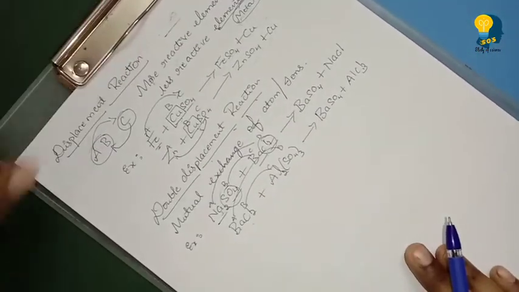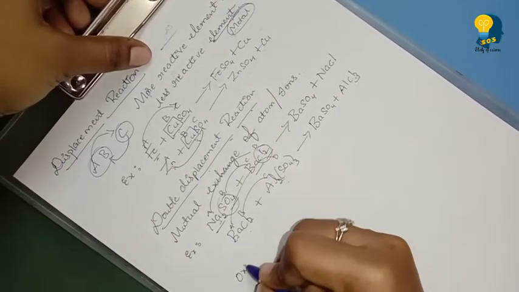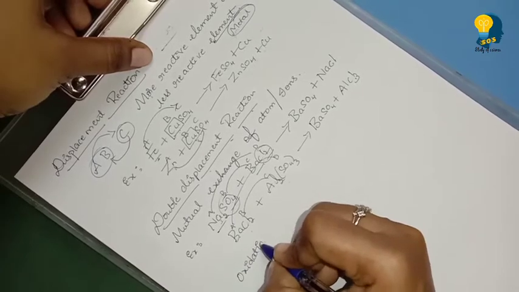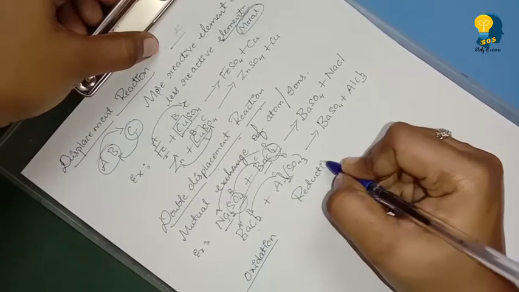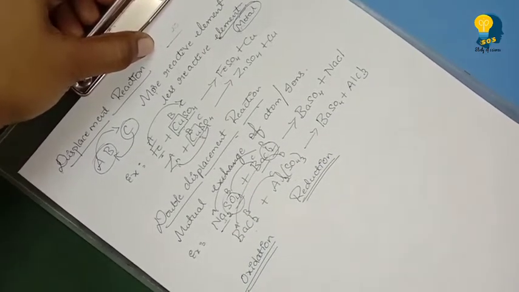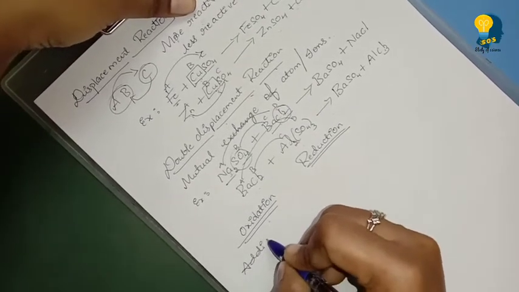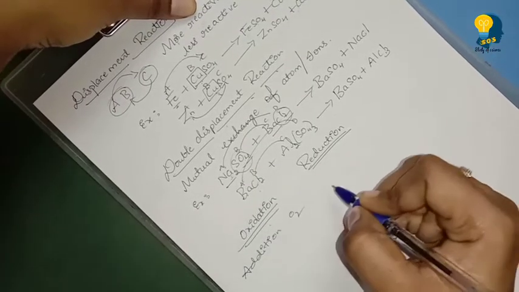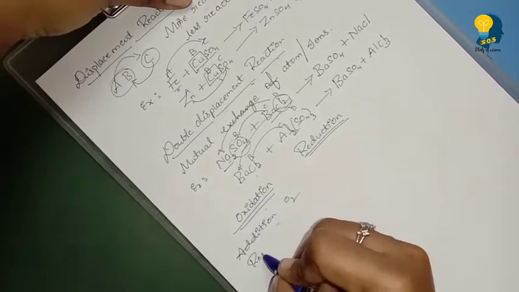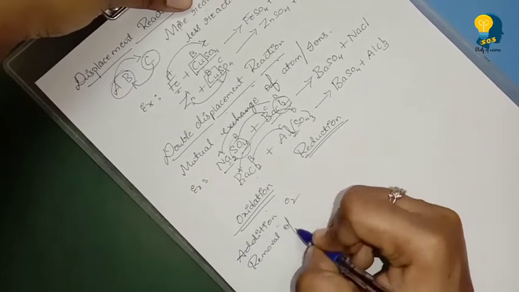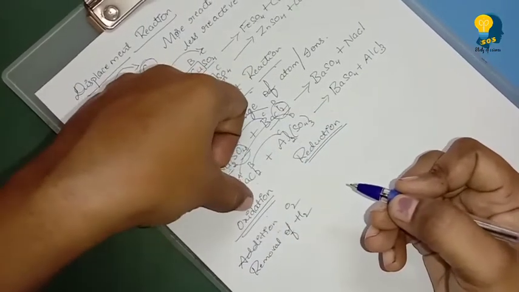Apart from this, in this lesson, very important topics are oxidation and reduction. What is an oxidation reaction? Addition of oxygen. See, very simple. Addition of oxygen is oxidation. How can we define it in another way? Oxidation is removal of hydrogen. If we add oxygen, it is oxidation. If we remove hydrogen, it is oxidation.